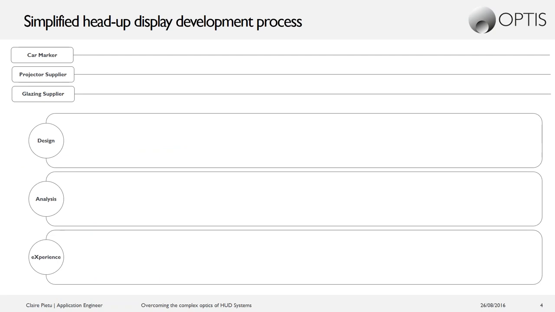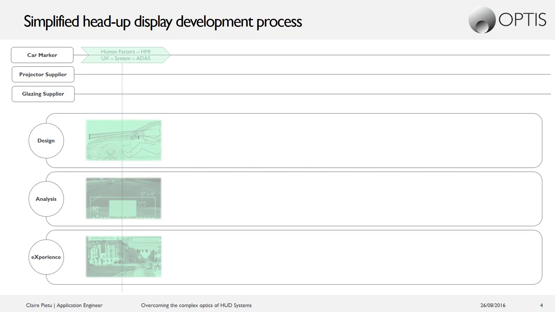First, I'd like to show a simplified HUD development process that goes from specification up to validation. So there are three main actors. There's the OEM, the projector supplier, and the glazing supplier. And it all starts with the human factors and HMI departments, which define the characteristics of the interface and the contents that will be displayed on the HUD according to different use cases.